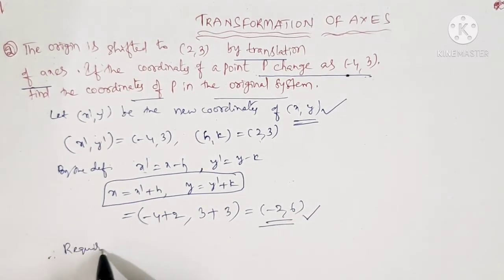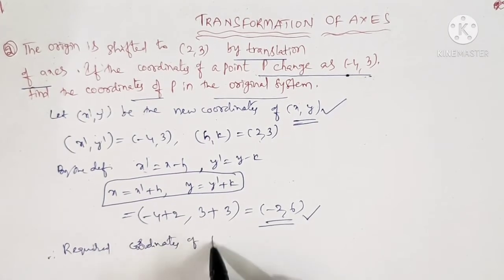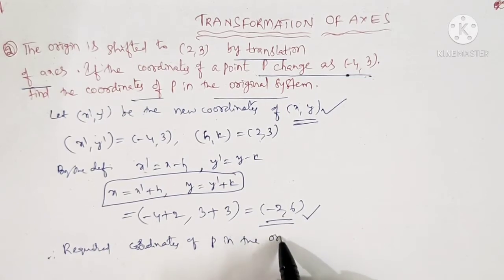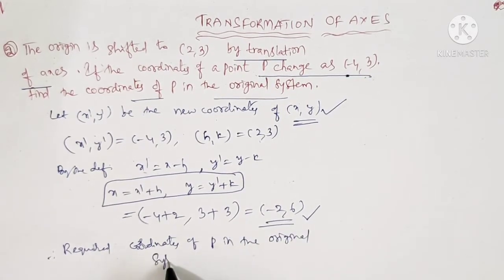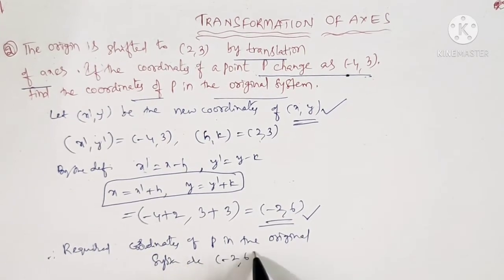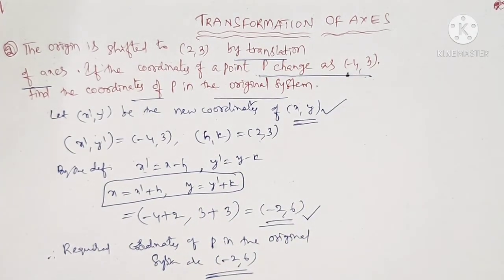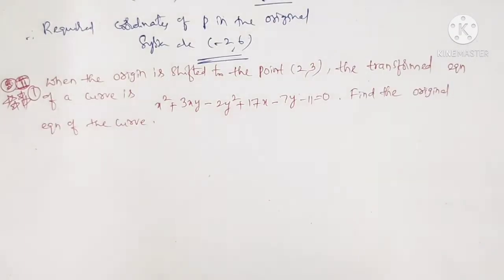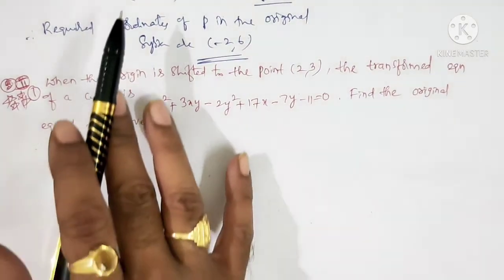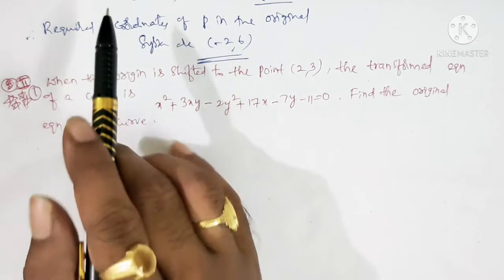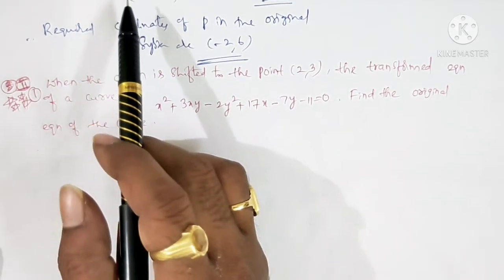Therefore the required coordinates of P in the original system are minus 2 comma 6. Clear? So like this you have to find from the new point to the old point. In the previous question we discussed finding the coordinates of point P in the original system.